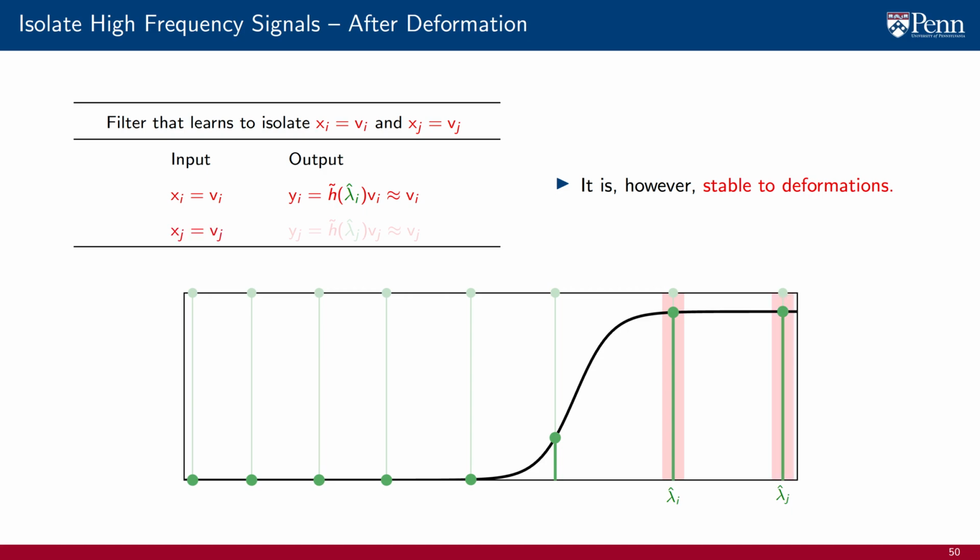Likewise, when we hit the filter with signal vj, the output is still close to vj, because the filter's response evaluated at the dilated eigenvalue is still close to 1, because even though the eigenvalue moves, the filter does not, because it is integral Lipschitz.